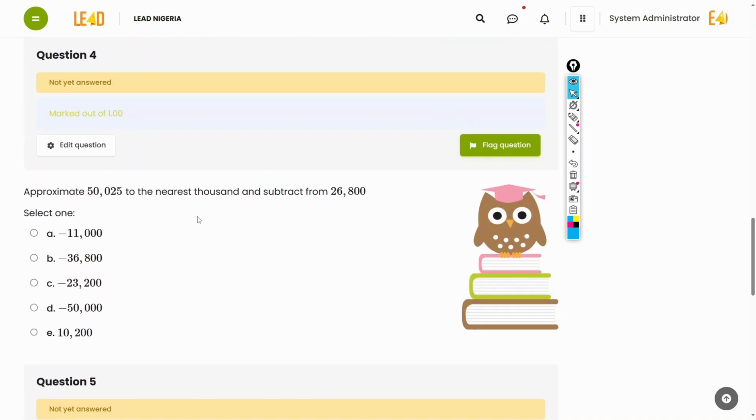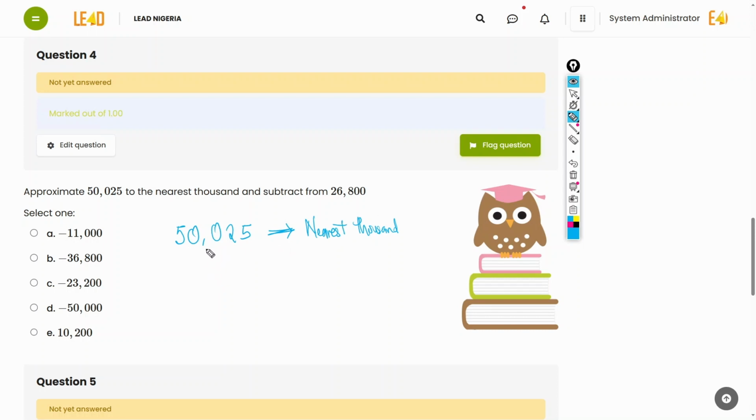Question 4 says, approximate 50,025 to the nearest thousand. If I approximate this to the nearest thousand, then I would now subtract my answer from that. Okay, so let's do the approximation first.